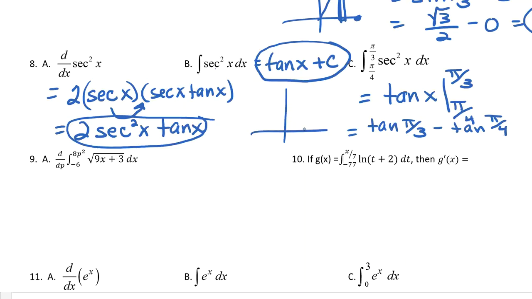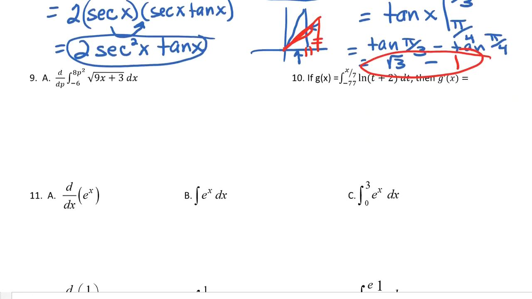So I hope you've got this now. The tangent of pi over 3, in the 30, 60, 90 triangle, would be square root of 3 over 2 divided by 1/2, so it is square root of 3. And the tangent of pi over 4, of course, is our 45 triangle, which is 1. So square root of 3 minus 1 would work.